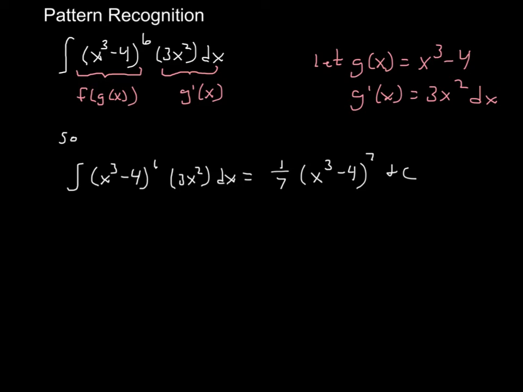So I know that this integral here is going to become 1/7 times (x cubed minus 4) to the 7th power plus c. The way you can check this, and I'd like you to do this right now, is take the derivative of 1/7 times (x cubed minus 4) to the 7th and show that you get this expression: the x cubed minus 4 quantity is 6 times 3x squared. Take that, show that you get it, and then we'll move on to the next problem.